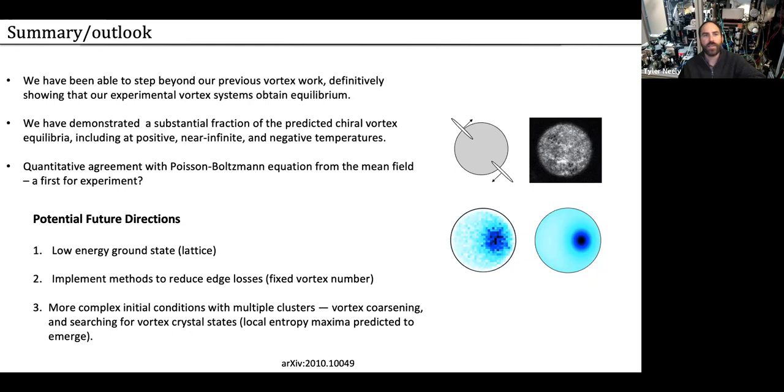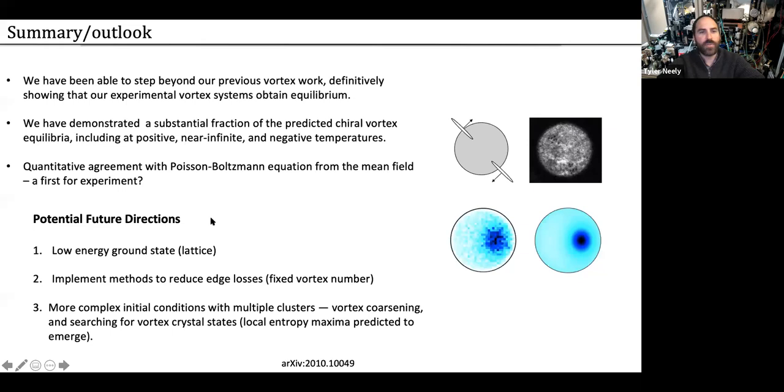We've demonstrated a substantial fraction of these predicted chiral vortex equilibria, including positive, near infinite, and negative temperatures. We're not exactly sure about this, but this quantitative agreement with the Poisson-Boltzmann equation in the mean field might be one of the first times that somebody's really been able to apply that directly to experimental data. Maybe this is a good audience to ask about that.